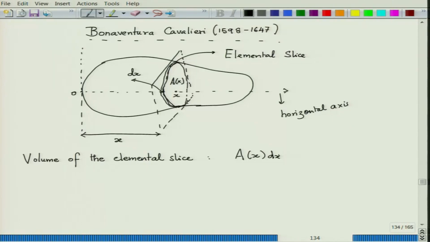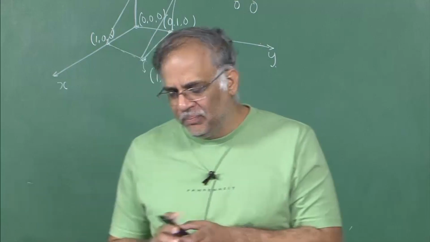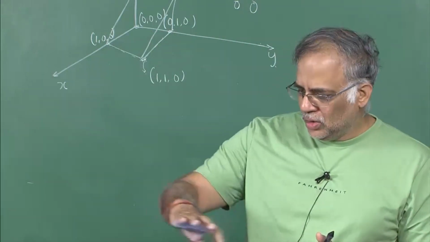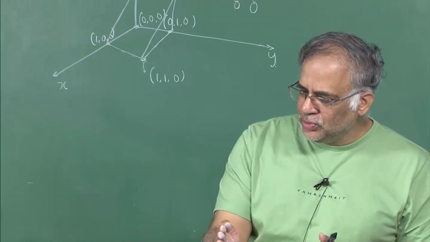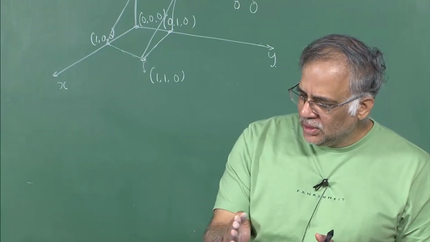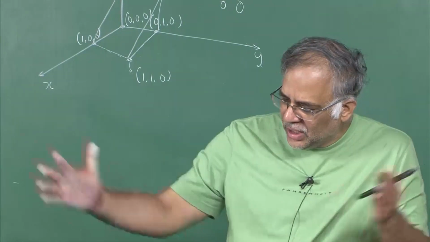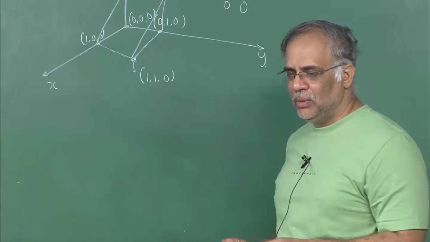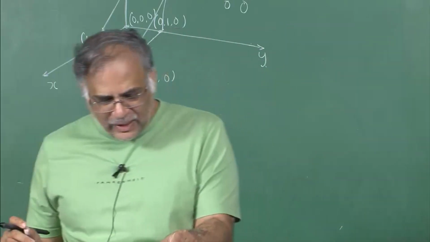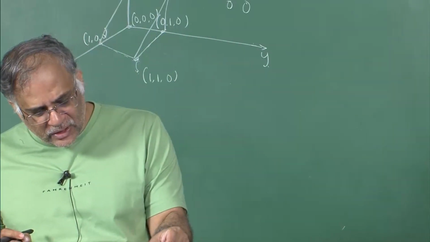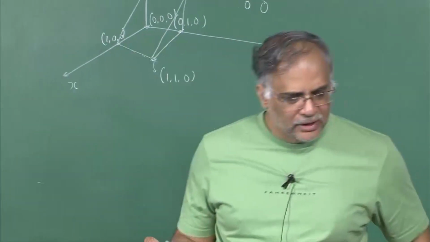Now, what is this whole business, how do I get back the whole object? I just keep on changing my x and keep on computing these elemental volumes, and when I sum up those volumes, by making this delta x go small and small and small, this whole thing goes small and small and small.